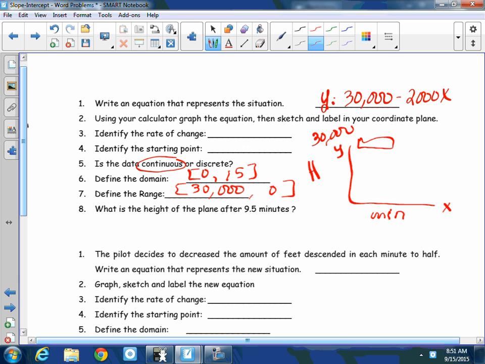All right. What is the height of the plane after 9.5 minutes? Tell me how you know how to do that. Substitute what? x, because x is minutes. Very good. So go to that equation and say 30,000 minus 2,000 times 9.5. What did you get? 11,000 what? 11,000 minutes. Are we good?